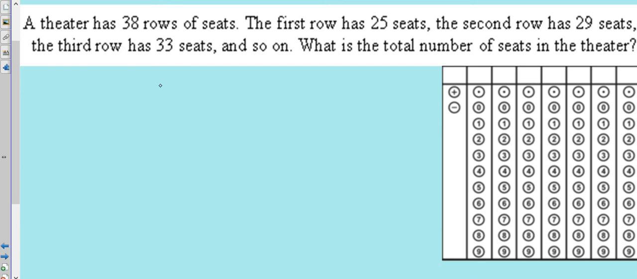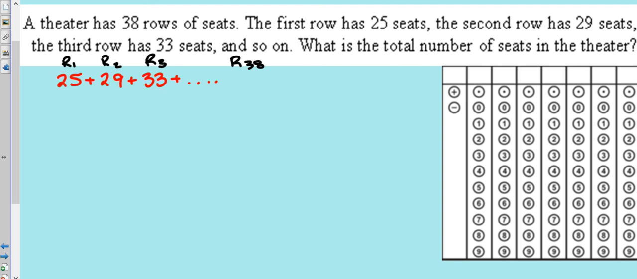Now, as we can see, this is a sequence here. Actually, it's a series because we're going to add them together. We first have 25 seats, and then we're going to add the next row, which is 29 seats, and then we'll add the third row, which is 33 seats, and so on. This is row 1, this is row 2, this is row 3, and we do this up until we reach row 38.